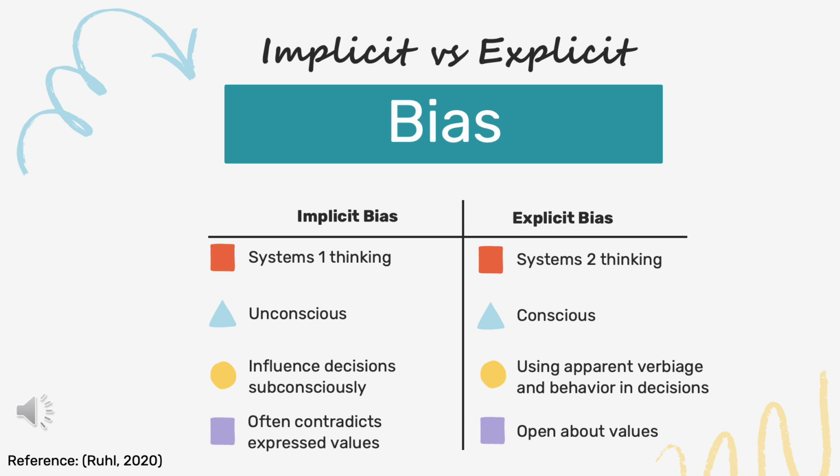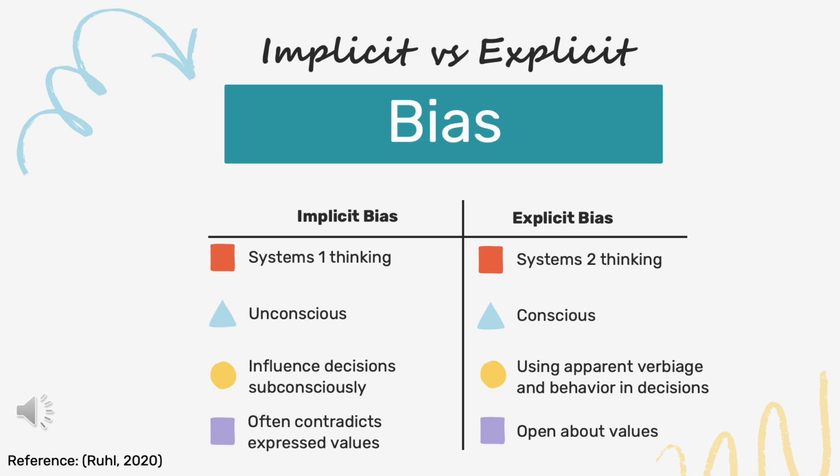We apply system thinking to implicit and explicit bias by comparing the two. Implicit bias follows System 1 thinking. Implicit bias is unconscious and decisions are influenced subconsciously, aka we are not aware of how these biases influence our decisions. In fact, implicit biases typically contradict values that we express to others.